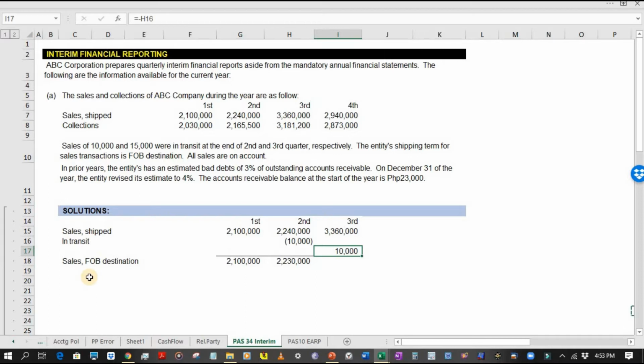Then, another information is the 15,000 pesos sales or goods that were in transit as of the end of the third quarter. Similar to the 10,000 pesos, we assume that the 15,000 pesos were already shipped as of the end of the third quarter, but it is not yet received by the buyer as of the end of the third quarter. And our assumption is that the 15,000 pesos will be received by the buyer in the fourth quarter. Since the 15,000 pesos were not yet received by the buyer during the third quarter, the 15,000 pesos shall be deducted from the 3.36 million pesos.